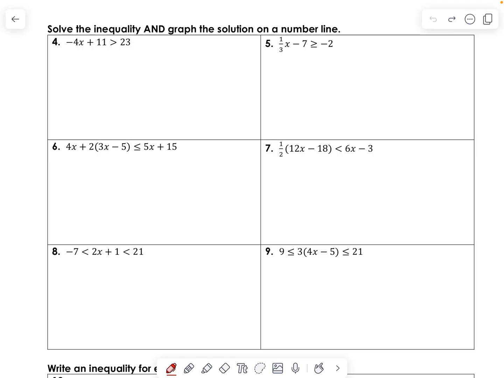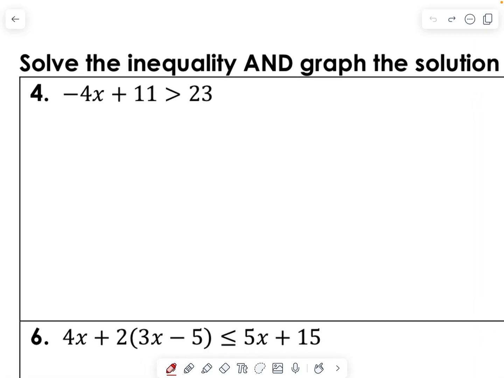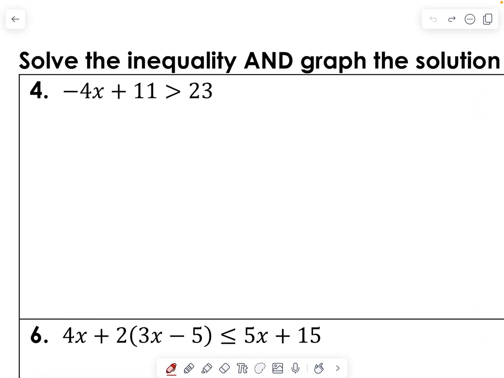When you're solving an inequality, it's just like solving an equation, but there are two key differences. One is, when I'm solving an inequality, I have an infinite number of solutions, assuming it is a regular inequality, not a compound inequality.